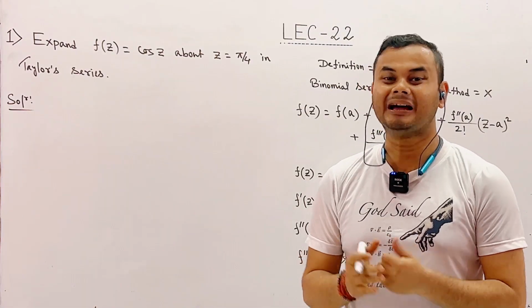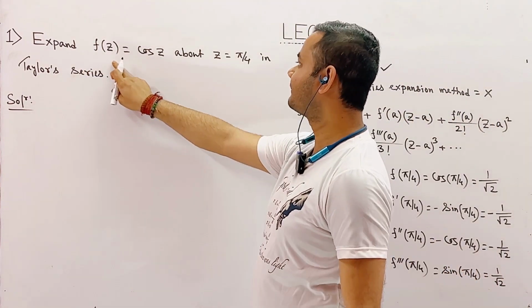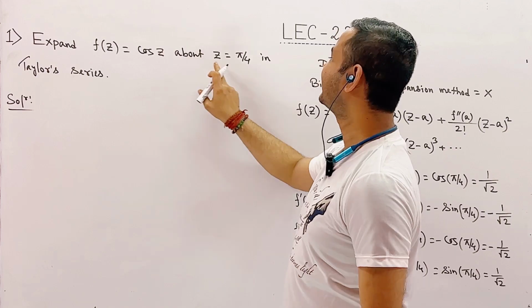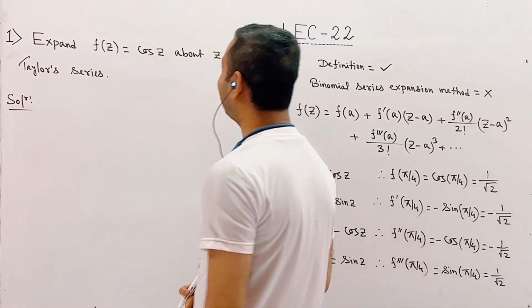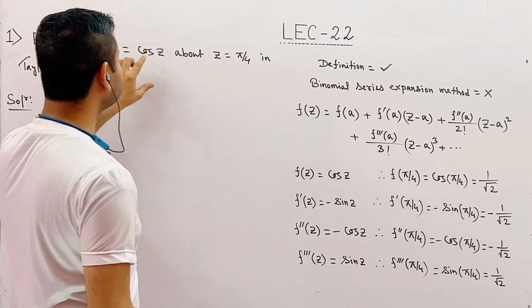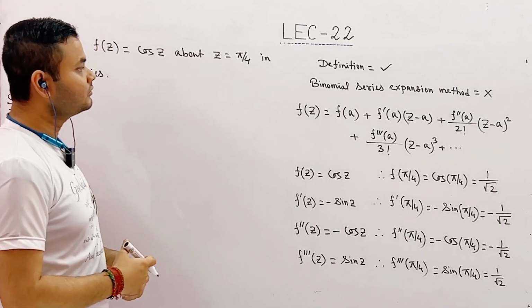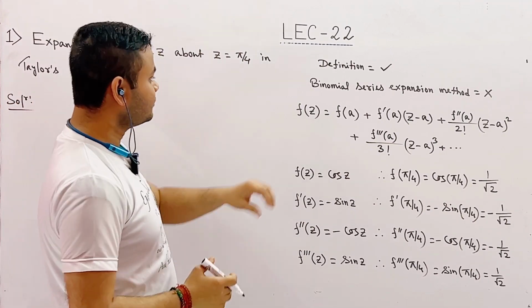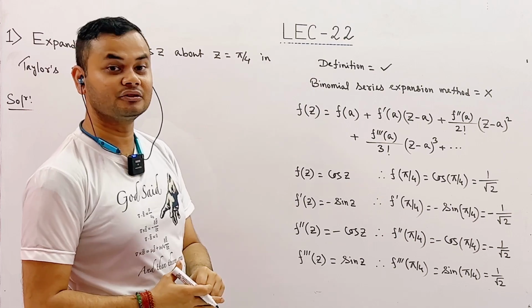Now let me solve the numerical problems. Problem number 1. Expand f of z is equal to cos z about z equal to pi by 4 in Taylor series. Students, we will expand this function f of z is equal to cos z with the help of definition only. We know, according to definition, we can expand any function f of z about z equal to a in this way.